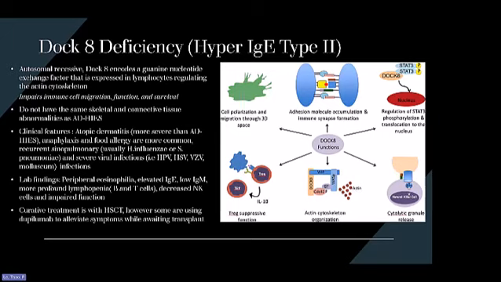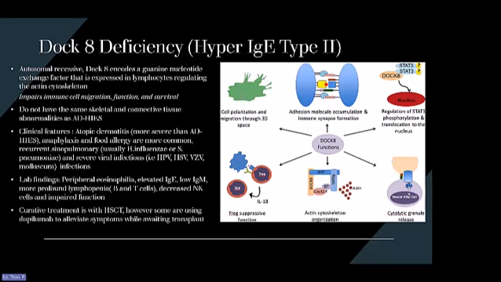These patients, compared to type 1 hyper-IgE syndrome, don't have the same degree of skeletal and connective tissue abnormalities. They will oftentimes have even more severe atopic dermatitis compared to the previous one. They also are more likely to have anaphylaxis and food allergy.